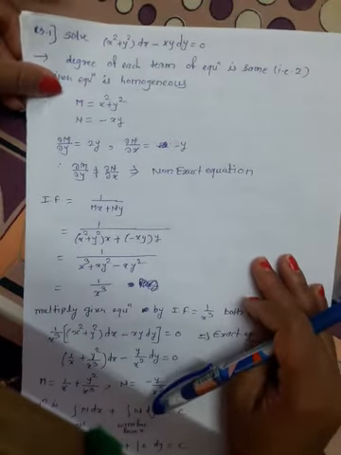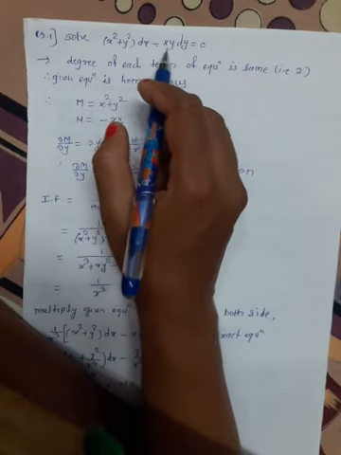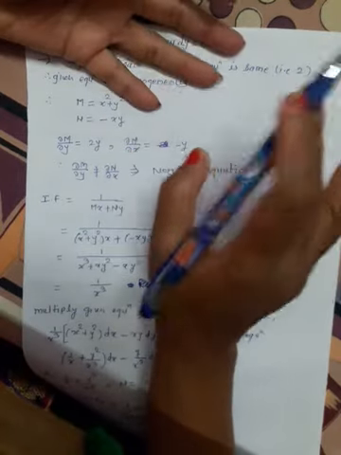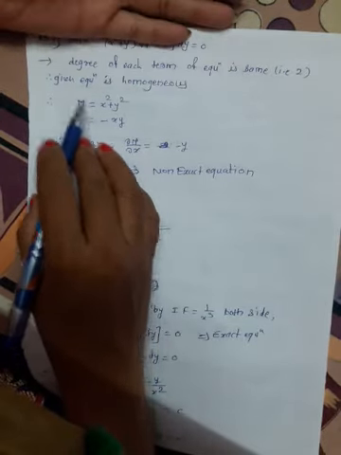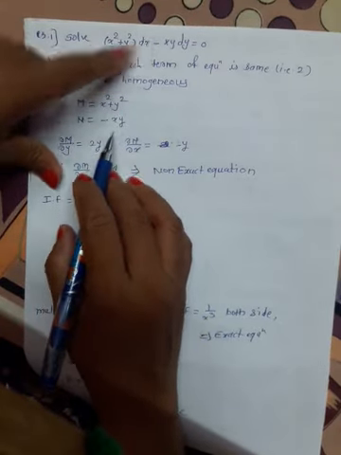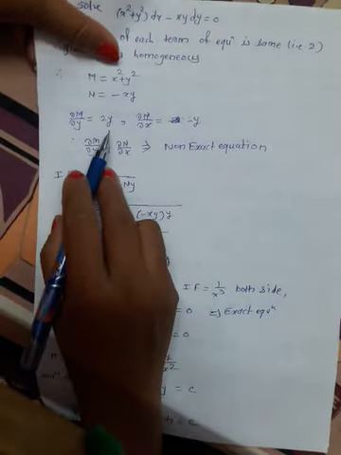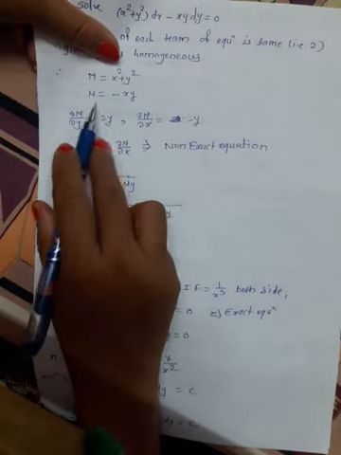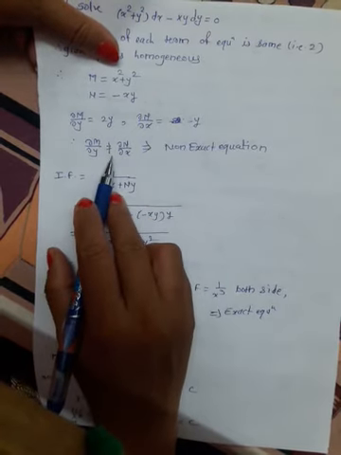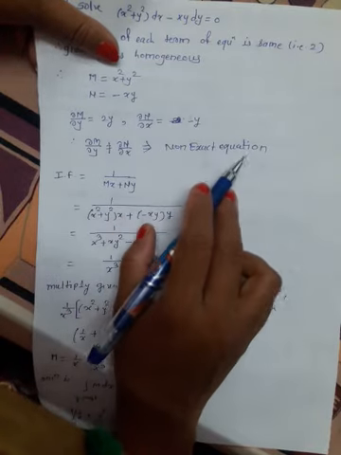First, solve this equation: (x square plus y square) dx minus xy dy. First we have to check whether the equation is exact or not. Define M and N: M is equal to x square plus y square, N is equal to minus xy. Now del M by del y, the derivative of M with respect to y, is 2y. The derivative of N with respect to x is minus y, and these two are not the same. Therefore del M by del y is not equal to del N by del x, meaning this is a non-exact equation.